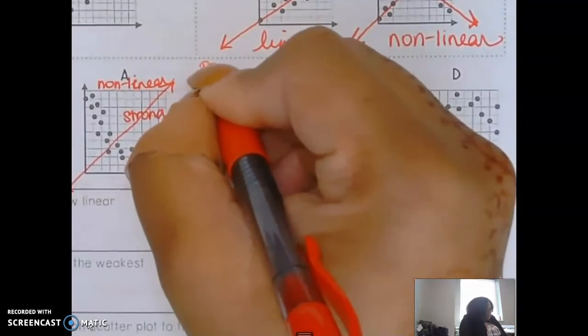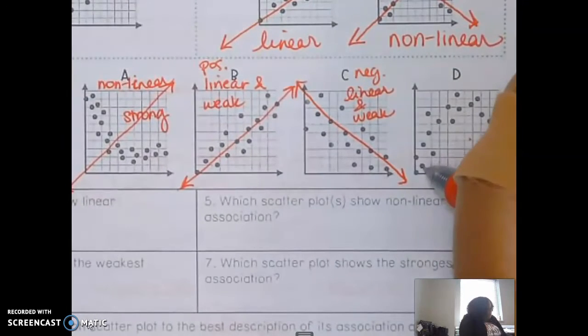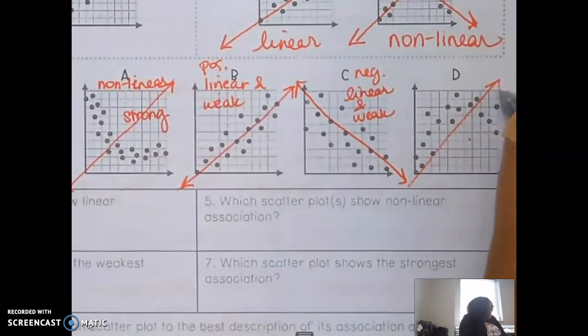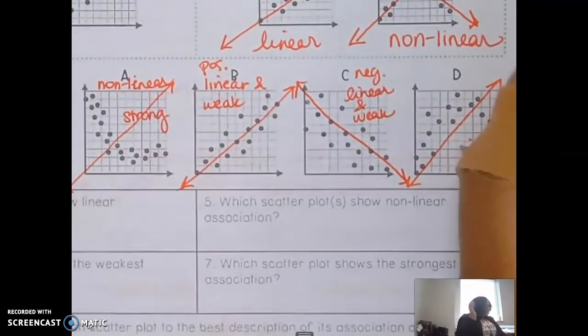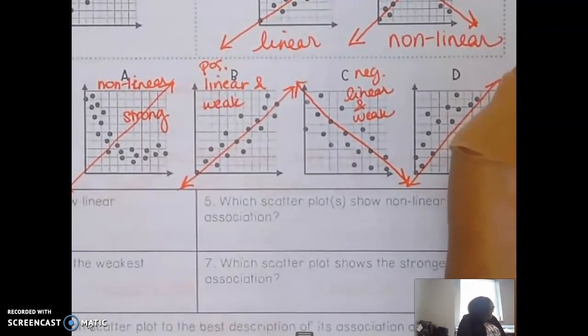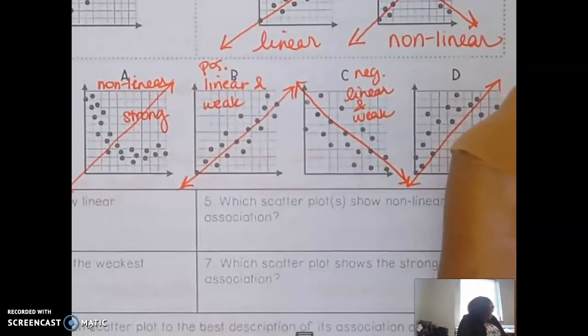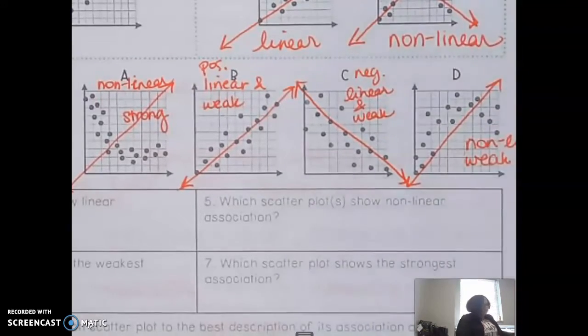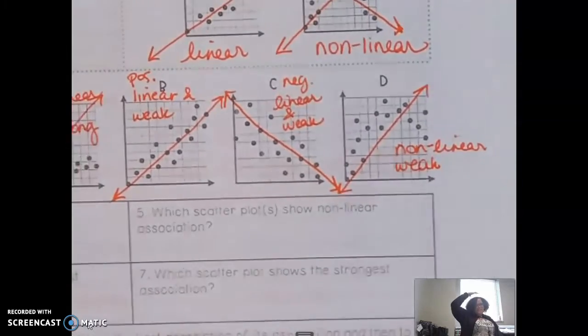And this one's positive, by the way. And then over here, I can't really draw a straight line going from bottom left to top right or top left to bottom right. So this is nonlinear, and these are fairly spread out as well. And this is a weak association. Okay. So now that I have described them myself, I can go answer my questions a lot easier.